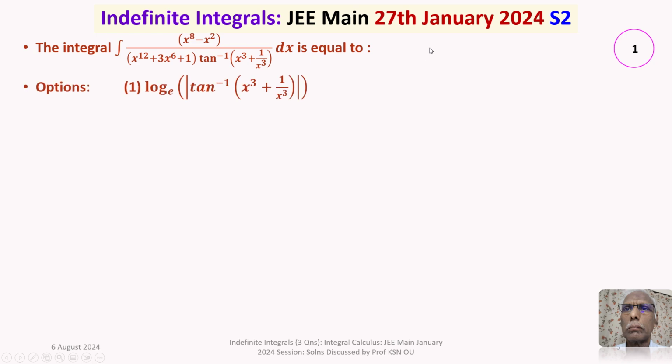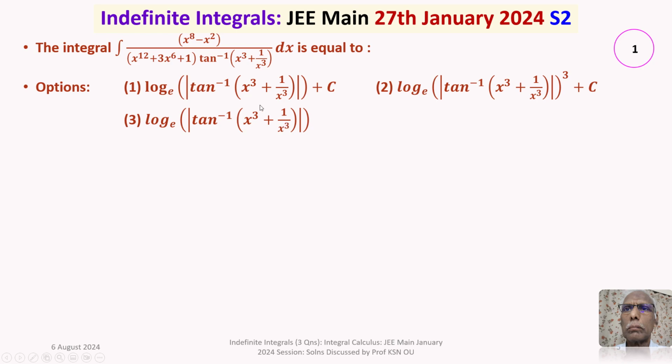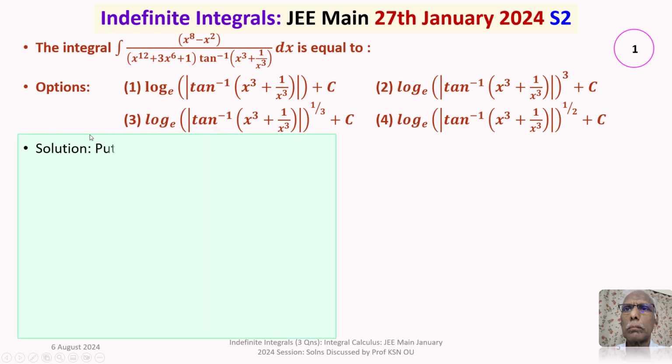We are given 4 options, and you observe every option consists of a tan inverse of x cube plus 1 by x cube. It suggests that we substitute t for tan inverse of x cube plus 1 by x cube in the given integral. Let's now discuss the solution of the problem in detail. Put tan inverse of x cube plus 1 by x cube is equal to t.